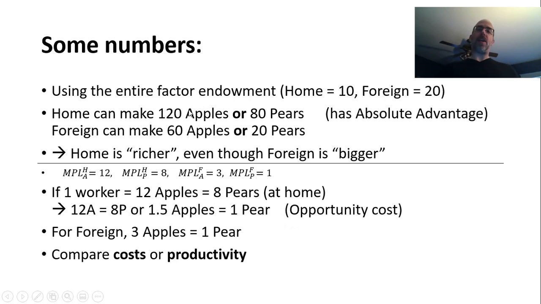If you want pears and you're making all apples, you have to move workers out of apples, which means you're going to have fewer apples to get more pears. And the ratio is this 120 to 80 ratio. Or you could say 12 to 8. Or if you simplify it, 1.5 to 1. That's the price ratio. If you want a pear, it's going to cost you 1.5 apples. Okay? Now, for foreign, that ratio is 3 apples for 1 pear. So 1 pear has a lower opportunity cost if you go this way. It's going to cost you 1.5 apples, or for foreign, a pear costs you 3 apples. So that's the price difference. And we're going to find that any price in between will actually help both countries, because if you want apples, right?